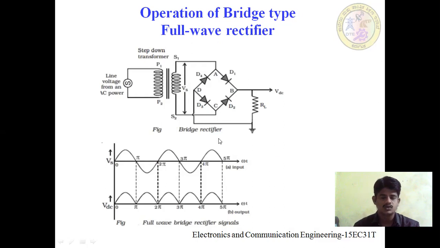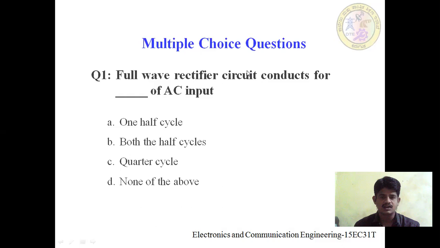So I hope you understood the operation of the bridge type full wave rectifier. What are the advantages of the bridge type full wave rectifier compared to the center tap full wave rectifier? The main advantage is eliminating the requirement of a center tapped transformer. That is the main advantage of the bridge type full wave rectifier. I hope this topic is very clear to you. If you clearly understood the concept of the center tapped full wave rectifier and the bridge type full wave rectifier, then we'll go with the multiple choice questions.